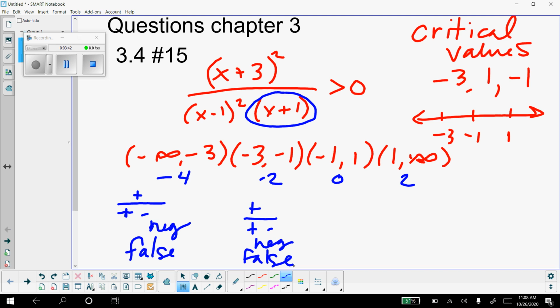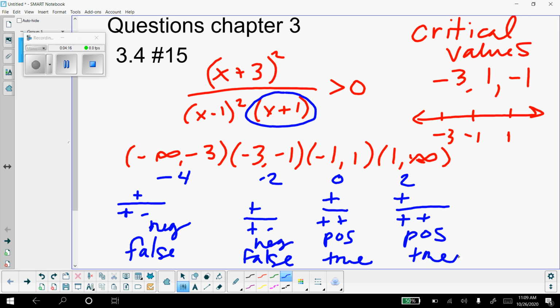Okay, let's try 0. So positive, because it's always positive because it's squared. Positive, and then this is the determining one. So 0 plus 1 is 1, which is positive. So finally we found an answer that's true. And then let's try 2. So, like I said, these two are always going to be positive. And then 2 plus 1 is 3, which is positive. So that one will be positive. So that one is true. So our answer is going to be this right here.